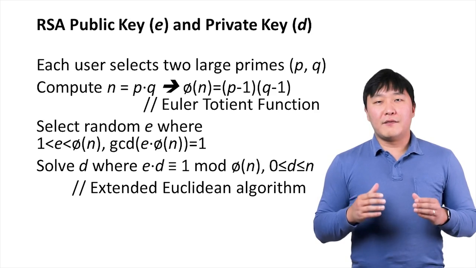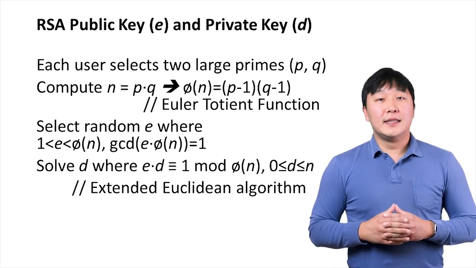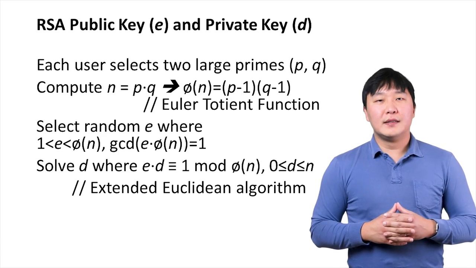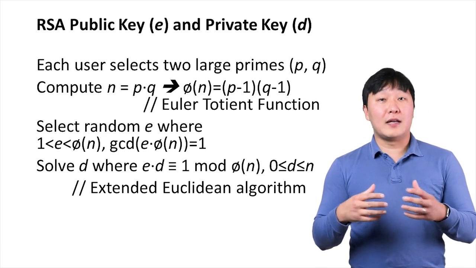It is critical that the two factors p and q are kept secret, since if they become known, the system can be broken. Also, different users with different p and q will have different moduli n.